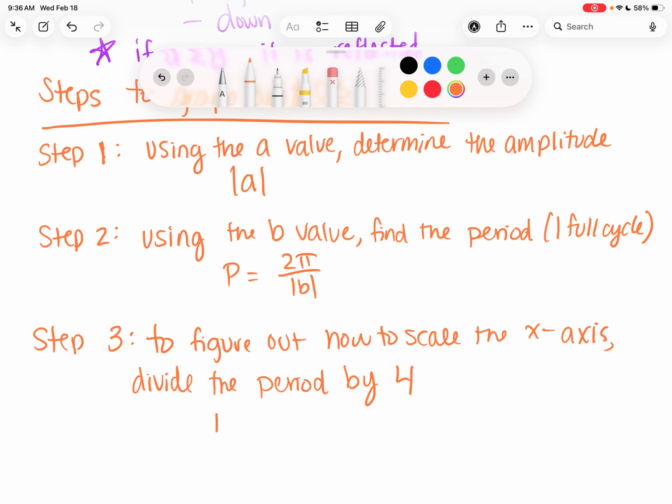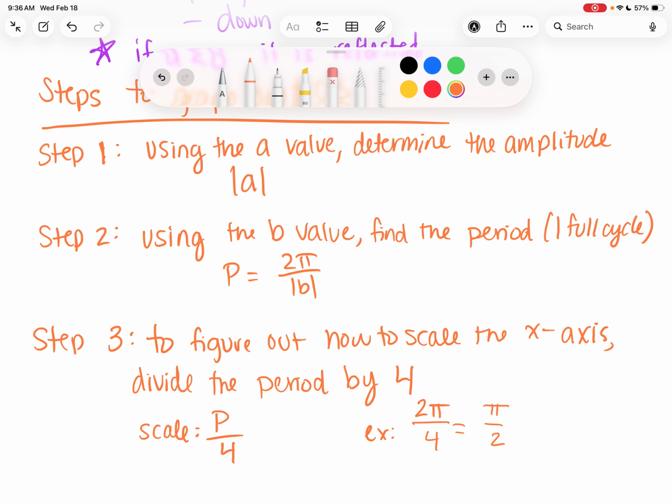So we would take, for our scale, and this is our scale on the x-axis, it's period over 4. Just to give you a little example, if the period was 2 pi, then I take that and divide it by 4, then I scale it by increments of pi over 2. That's how we get the one for our parent function. That's how they found those. And obviously it works in the negative direction as well.